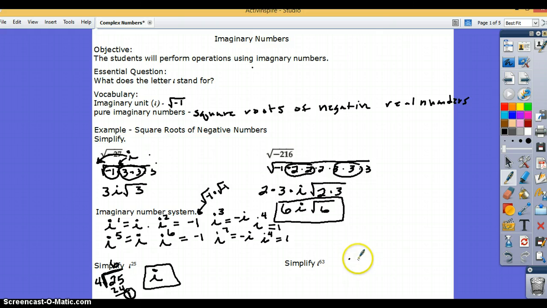Alright, so 63 divided by 4. 4 goes into 6 once, that's 4. 2, 3. So that goes in 5 times. That's 20, right? Leaving me with 3. So that means I'm going to be at i to the third. So my answer to this one, if I simplify that, is negative i.